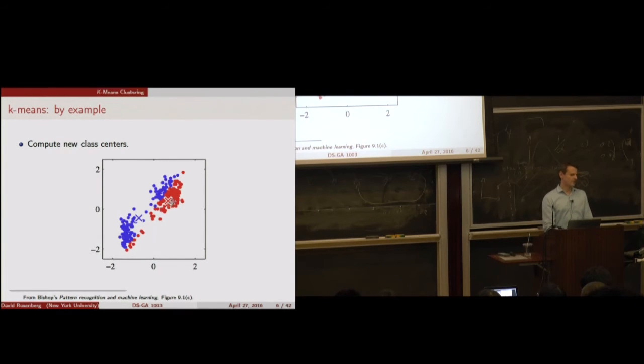And now we iterate. For every point, we assign it to the cluster center it's closest to. So all these points are now going to get attached to this cluster center like that. OK? Iterate until convergence. That's k-means clustering.